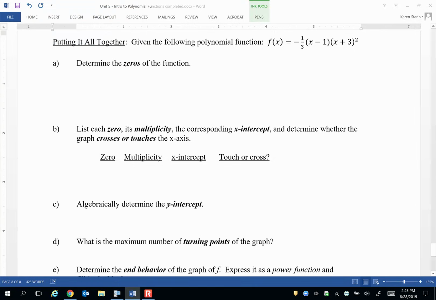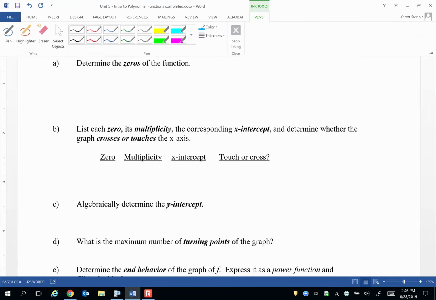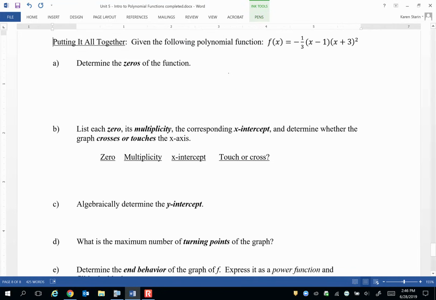Putting it all together, given this polynomial function f of x equals negative 1/3 times x minus 1 times x plus 3 squared, let's analyze this. First, determine the zeros of the function. And the zeros of the function just mean that we are going to find where it crosses or touches the x-intercept. And we do that using the zero product property.